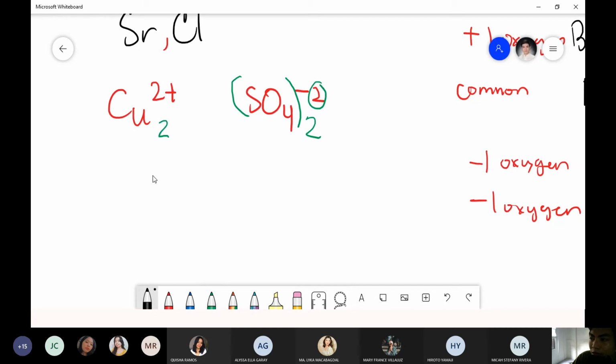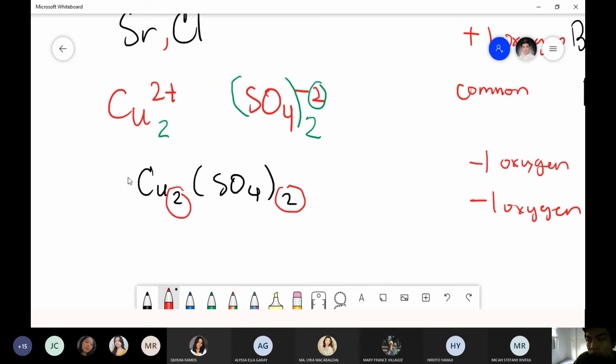Okay? So the formula will be Cu2(SO4)2. And again, as you can see, both of them have subscript 2. So that means you can reduce it to lowest terms. Okay, when you reduce it to lowest terms, that becomes copper sulfate. Okay, copper(II) sulfate, CuSO4.